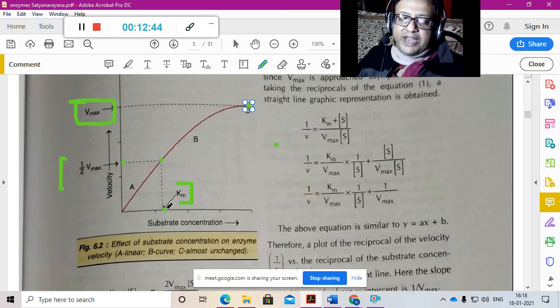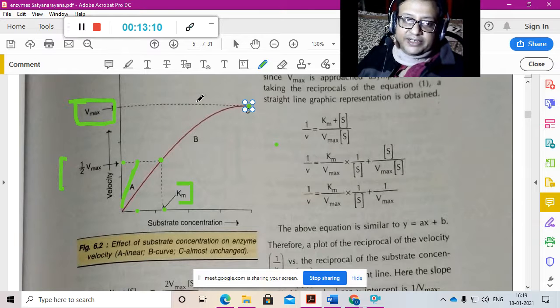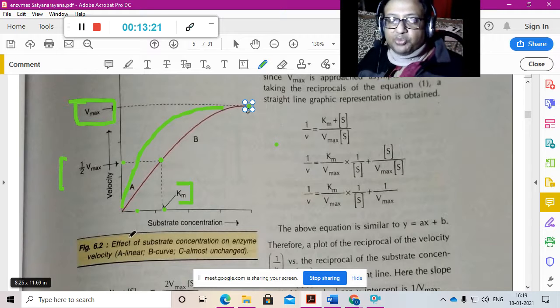So if the Km value is low, then the reaction rate curve is steeper. Low Km means the enzyme has higher affinity for the substrate. So the curve becomes like this. Higher affinity for the substrate means it will bind to it much better.